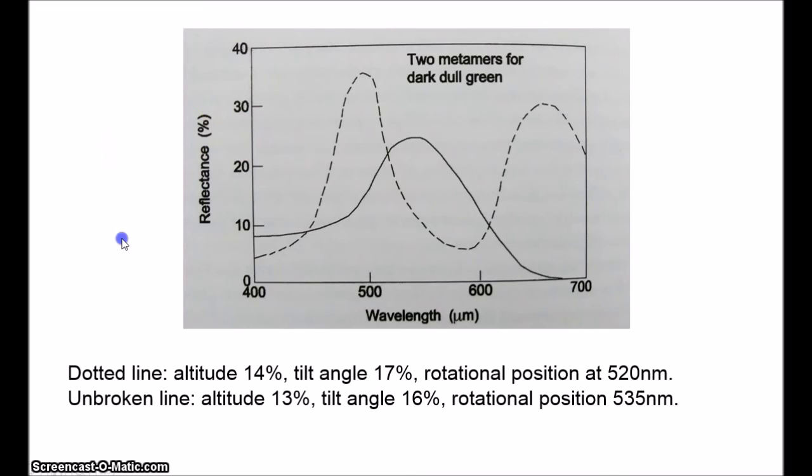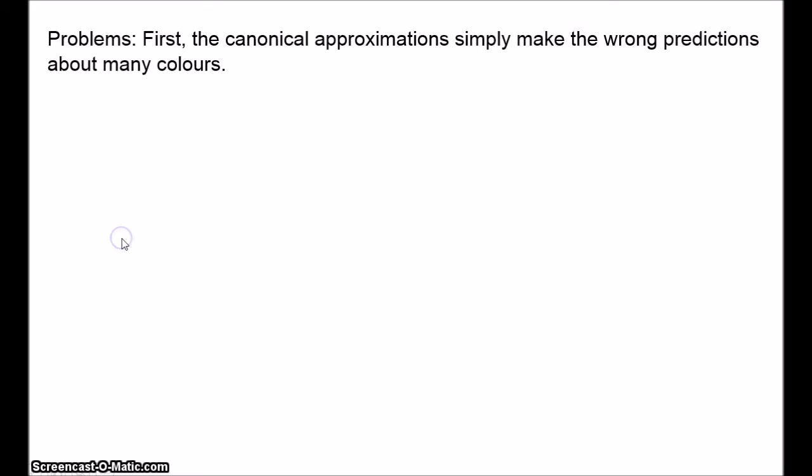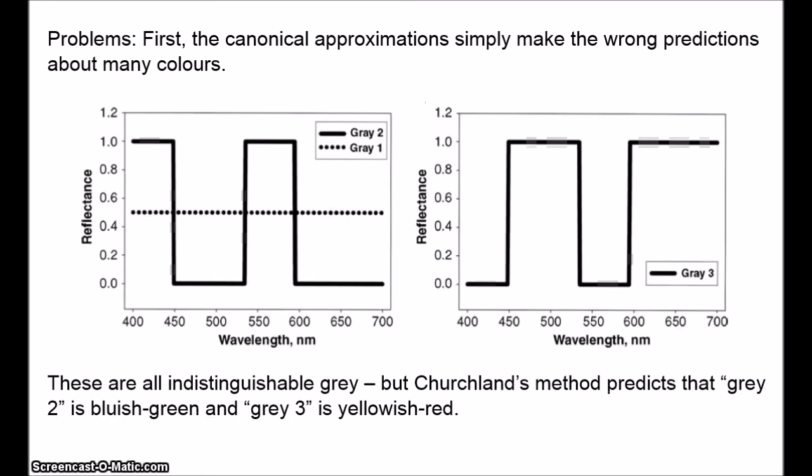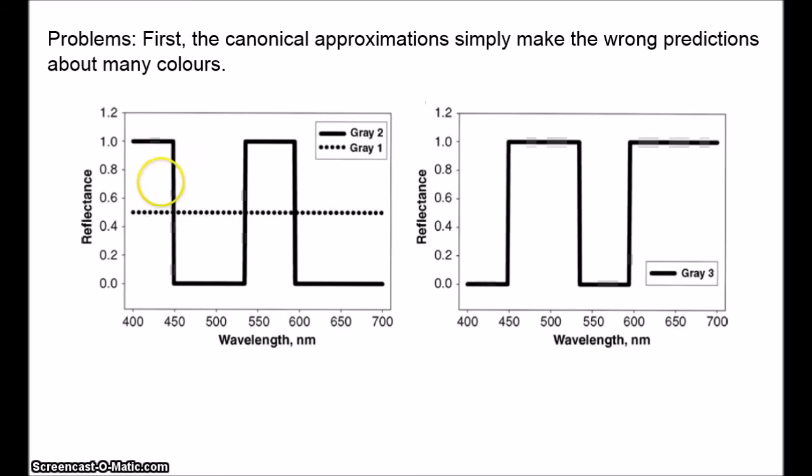So let's consider a couple of worries for Churchland's account. First, Ralph Kuehni and C.L. Hardin argue that Churchland's canonical approximations just get the colour wrong for many metamers. Here are the spectral reflectance curves for three metameric greys. The dotted line is grey number 1, the unbroken line here is grey number 2, and the unbroken line in the second image is grey number 3.